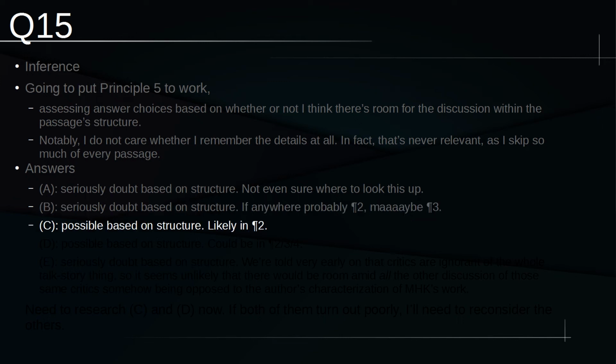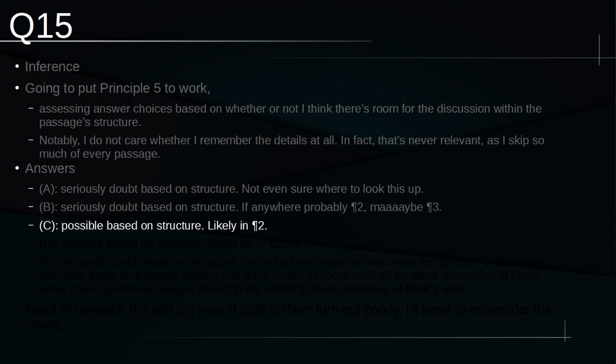Alright, C is finally the first one that I think could possibly be right. This is possible based on the structure, likely in paragraph 2. Talk story is developed in the U.S. through a process of combining Chinese and other words. So, paragraph 2, I recall, is about what talk story actually is, and one of the things that my eyes passed over as I was making it to the last sentence, between the first and the last sentence, was something about talk story kind of coming over to the U.S.